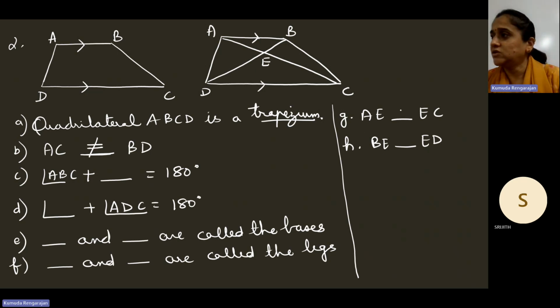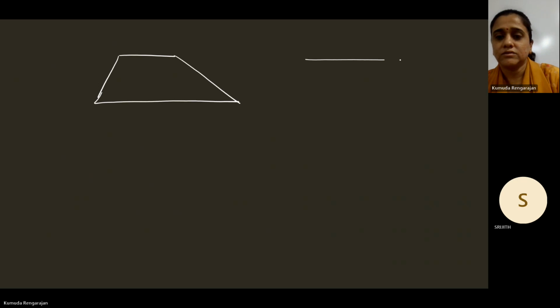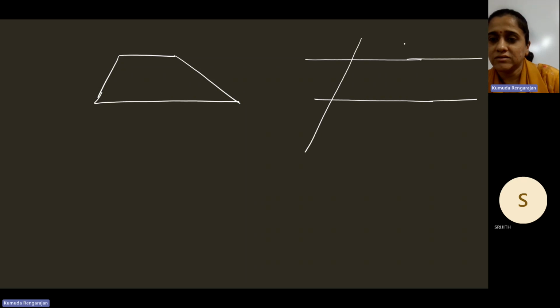So last year we have learned parallel lines, transversal. Co-interior angles are supplementary. So these two lines are parallel. BC is a transversal. See here, the trapezium is here. These are the parallel lines.